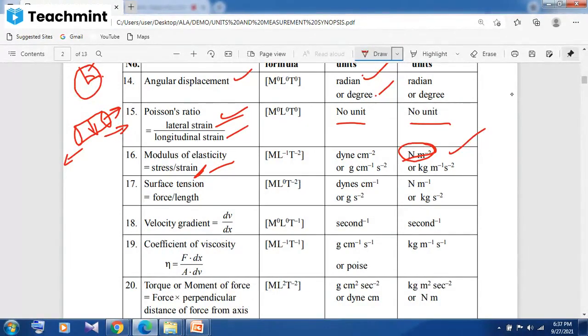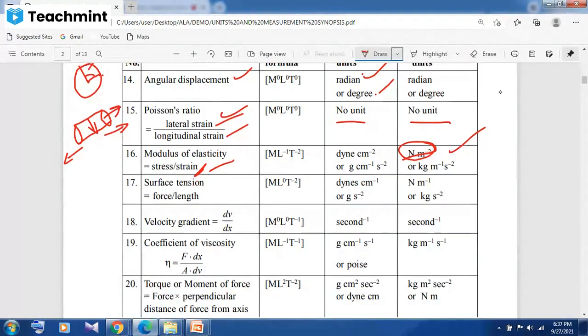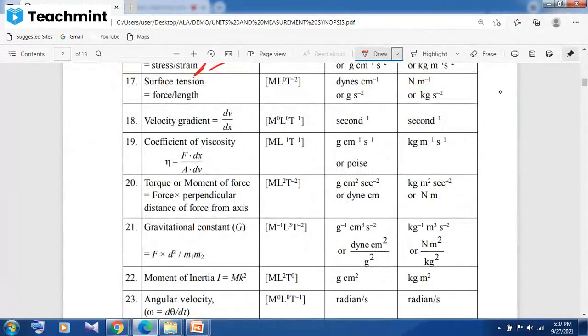Done. Next is velocity gradient. Velocity gradient comes in the fluid mechanics concept. That means if a fluid is flowing, for example, there is a pipe. Inside the pipe, imagine water is flowing. So related to that velocity, something called velocity gradient will come. It is the rate of change of velocity with respect to distance, dv by dx. Velocity gradient, write down, its unit is per second.